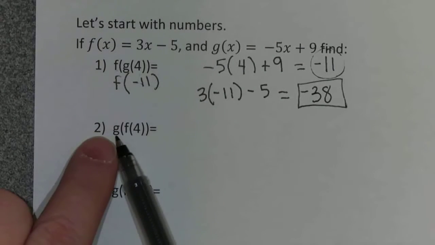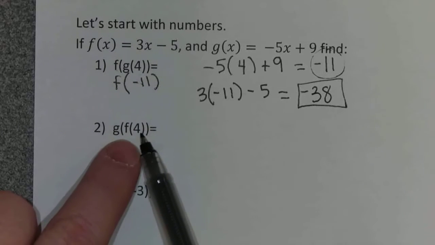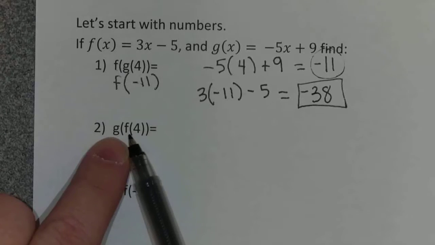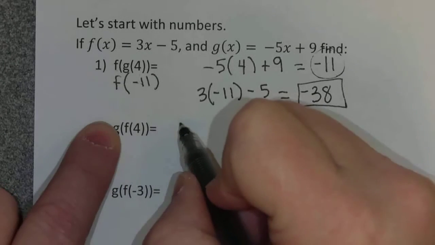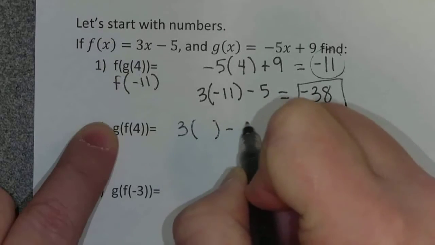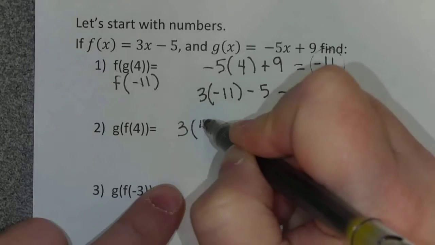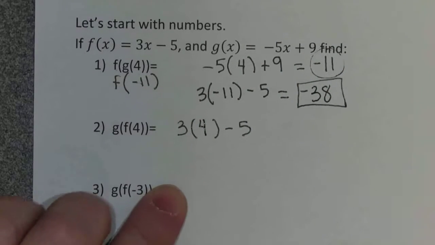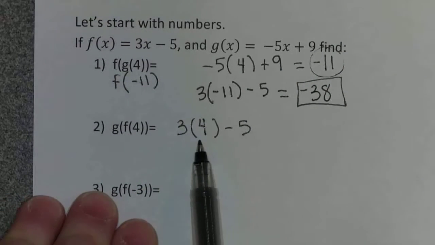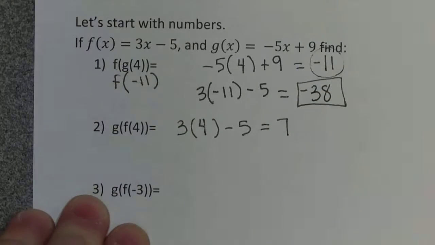All right, so this next one, what does it ask me to do first? Put 4 into the f function. So we're going to substitute 4 into the f function. The f function is 3 times x minus 5, and instead of x, I'm putting in 4. 3 times 4 is 12. 12 minus 5 is 7.